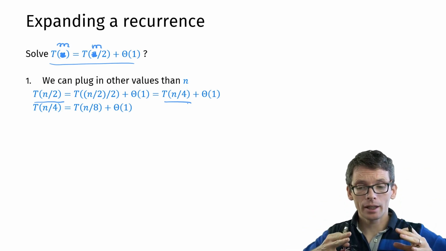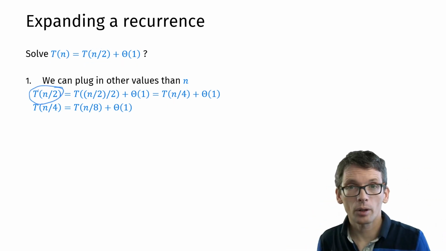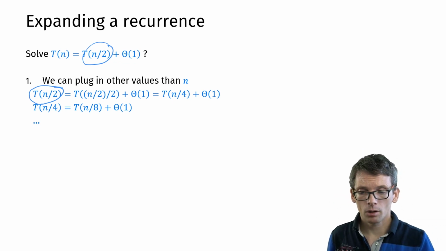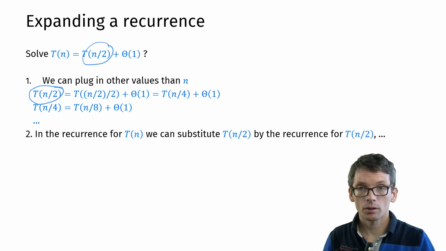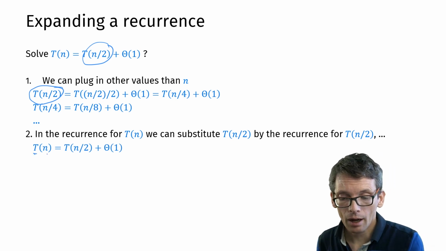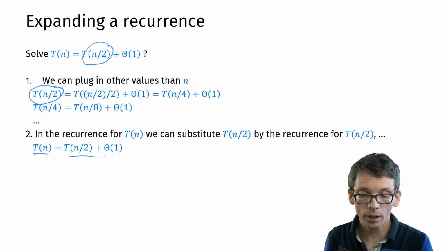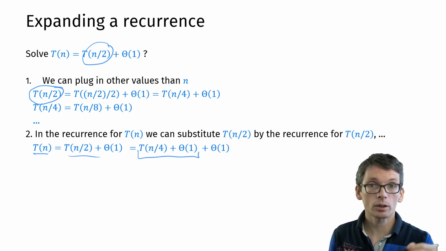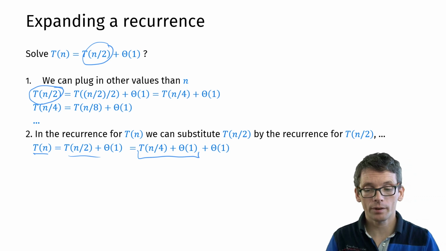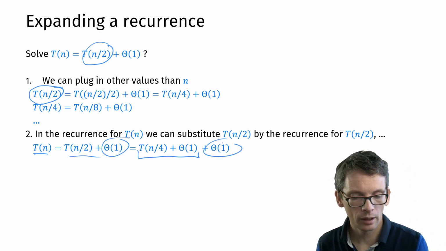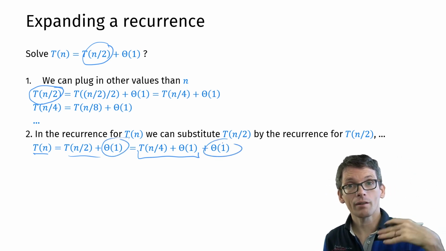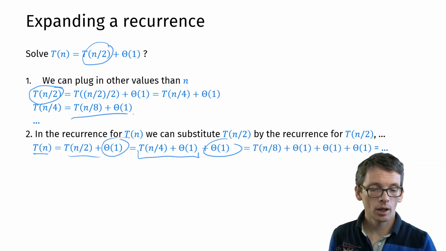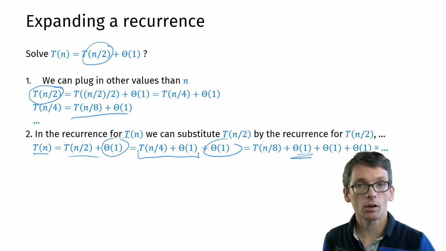Now, same idea as before, we plug in the recurrence for T of n half into the recurrence of T of n. So how does this look? I have T of n is T of n half plus theta of 1, which corresponds to T of n quarter plus theta of 1, plus the theta of 1 that we had previously, so this is still here. And now I continue: T of n quarter, I can plug in the recurrence, so T of n eighth plus theta of 1, which gives me 1 extra theta of 1 here.